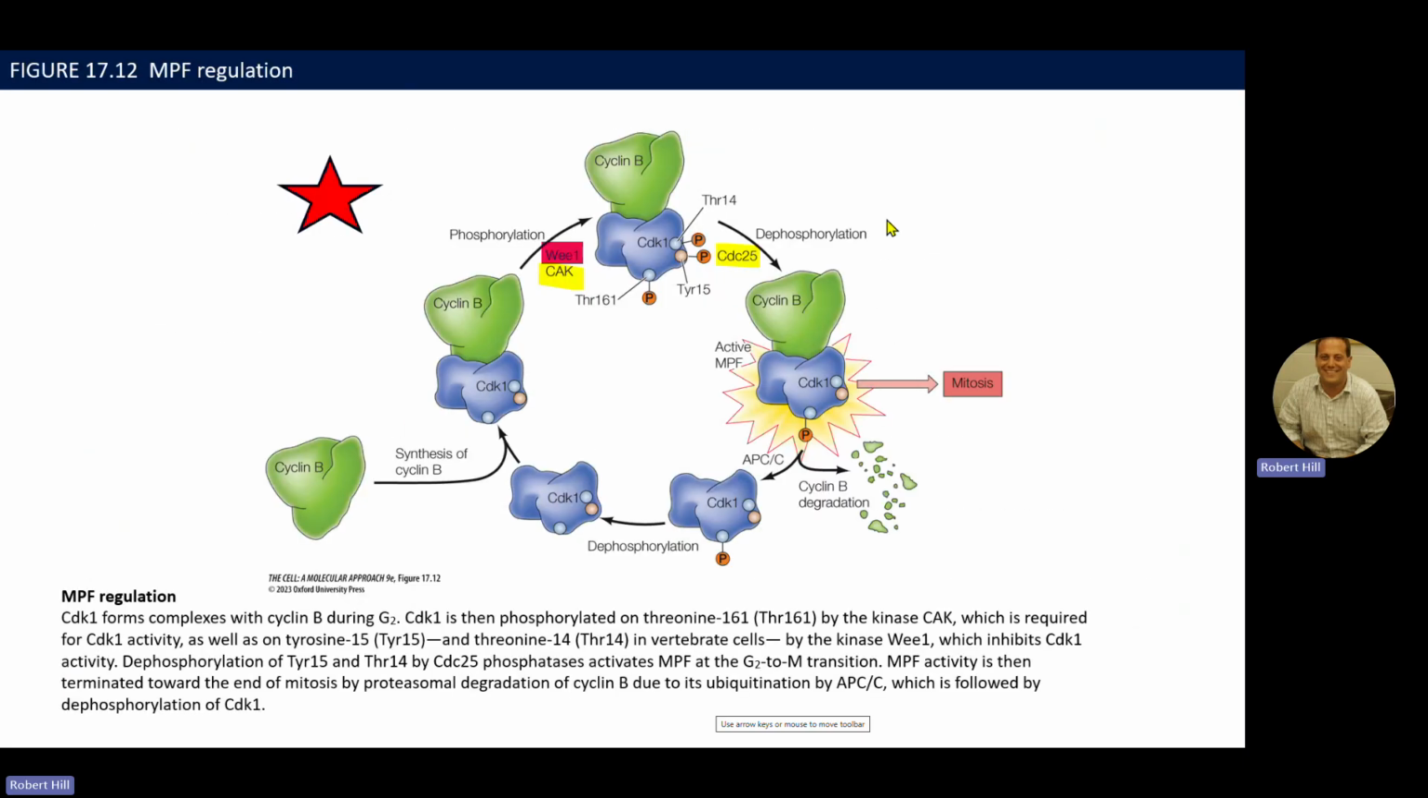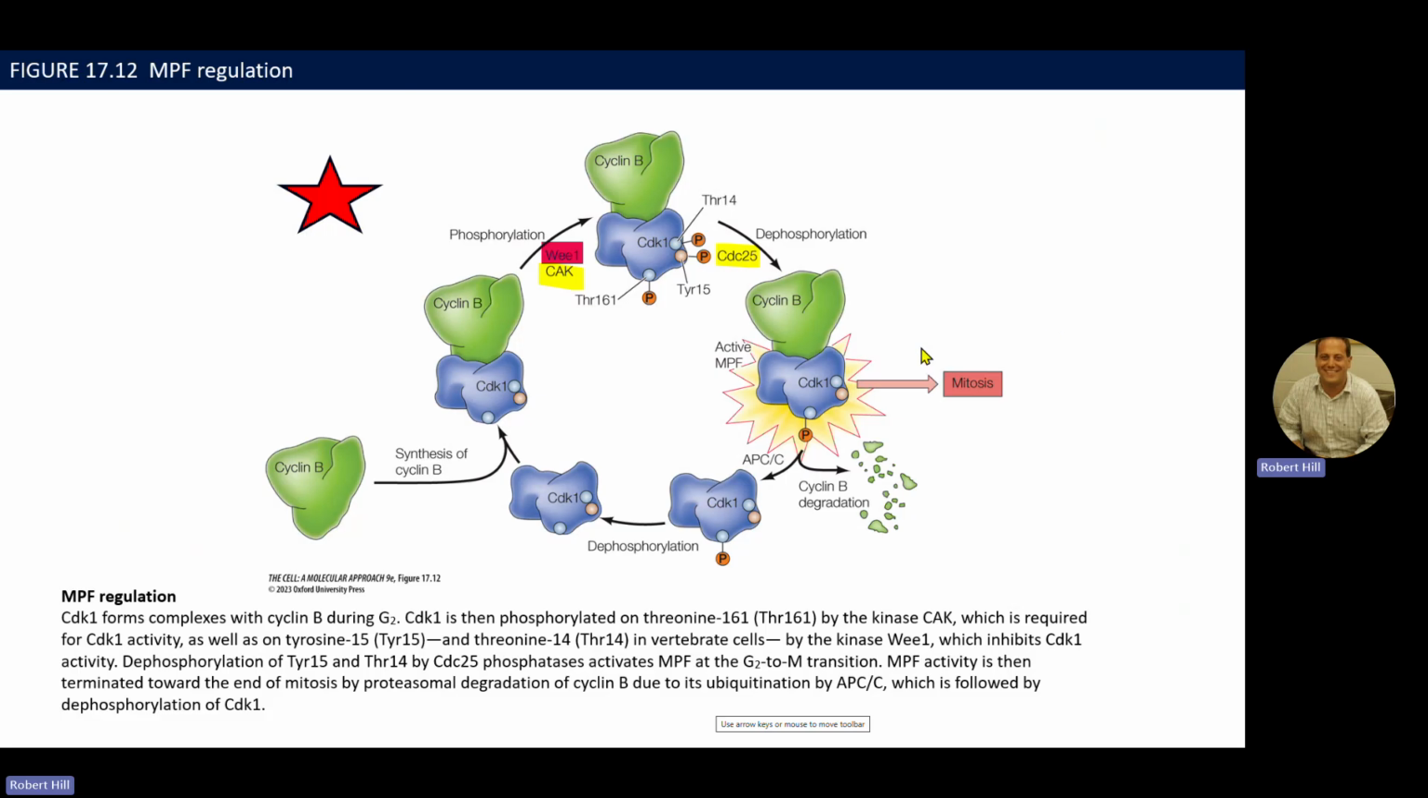Okay, so here we can see it going on. All right, so we started over here. Cyclin B and CDK1 pair up, and they get loaded with phosphates, both from CAK and WEE1. CAK is adding the activating phosphate, and WEE1 is adding the inhibitory phosphate. So it's still inhibited. Finally, a phosphatase, CDC25, pulls the inhibitory phosphates off, and now we have an active MPF, and you get into mitosis.